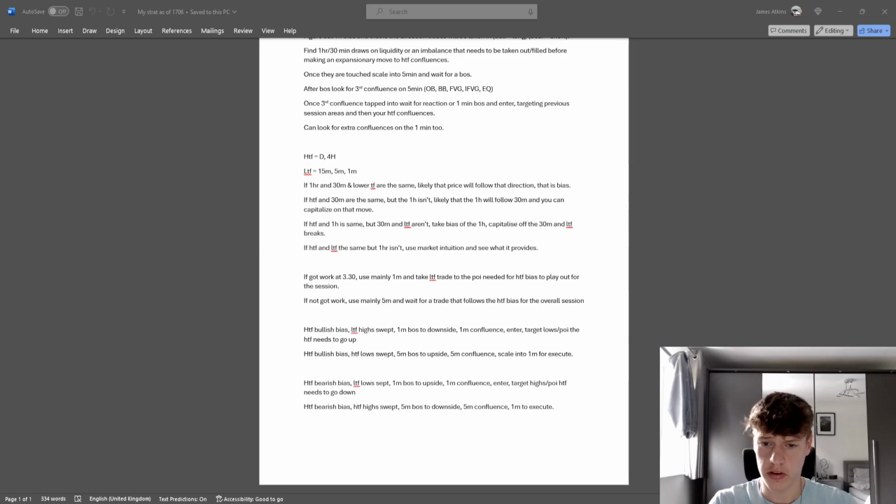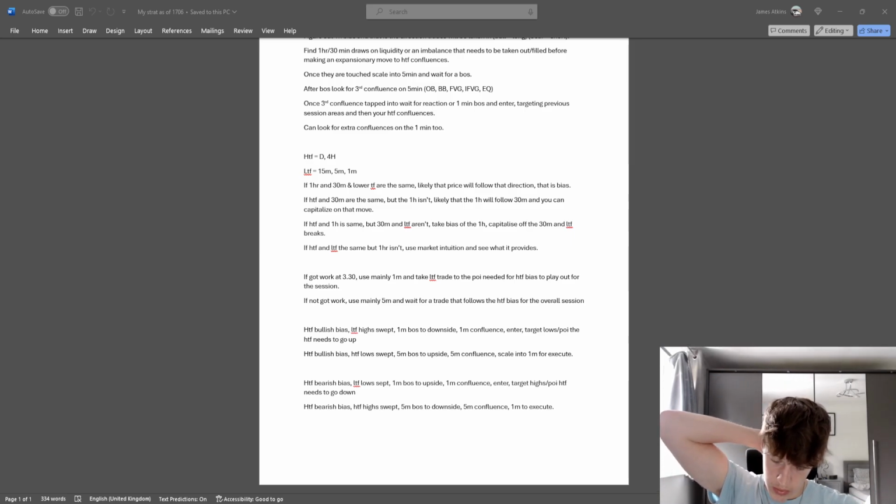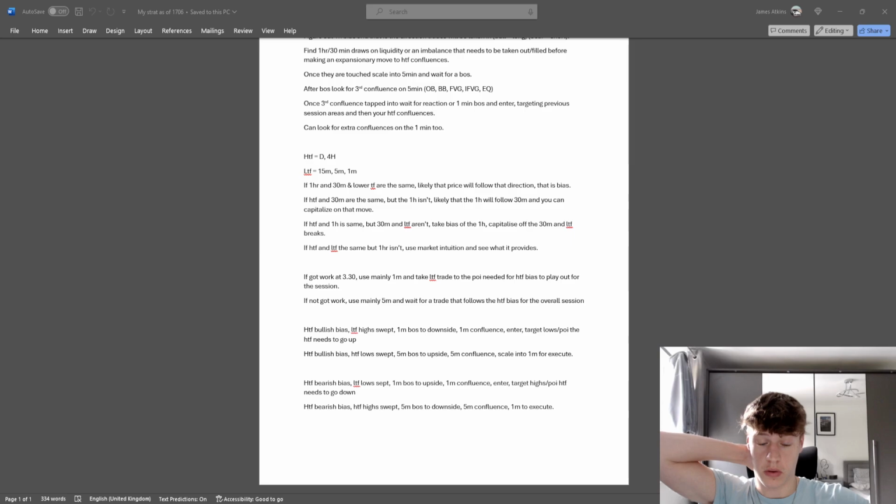Let's quickly recall the strategy. If the 4 hour is bullish, we want to see a low time frame sweep, a 1 minute break to the downside, 1 minute confluence, and then enter, and then target the higher time frame point of interest to fulfill the bullish bias. And then once the higher time frame POI has been hit, we get a 5 minute break to the upside, a 5 minute confluence, and a 1 minute execution. That's our strategy for the day.